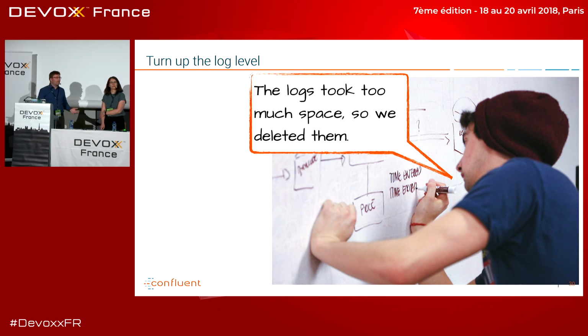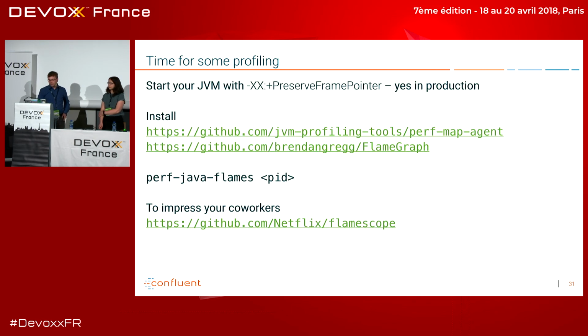So let's say you don't have any metrics at all, any logs at all. What do you do? Well, there's something you can do. We can do some profiling. I know there was a talk yesterday about async profiler, if any of you saw it. It's similar to the same tools. So you want to install your flame graph tools, your JVM profiling tools, and if you want to impress your coworkers, there's this cool tool called FlameScope from Netflix, which does all that and has a cool web UI. You can drill down.